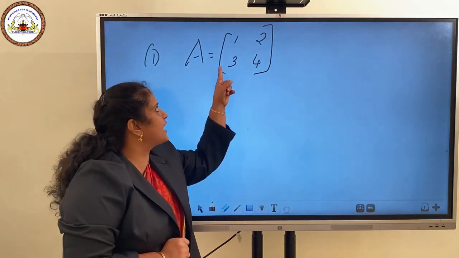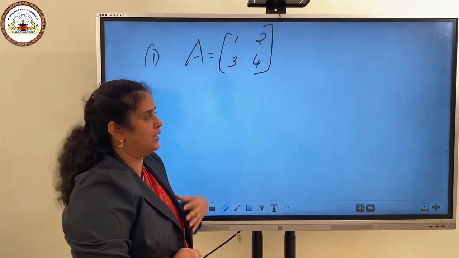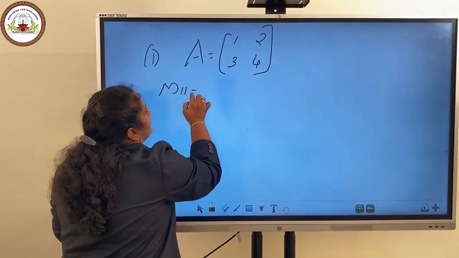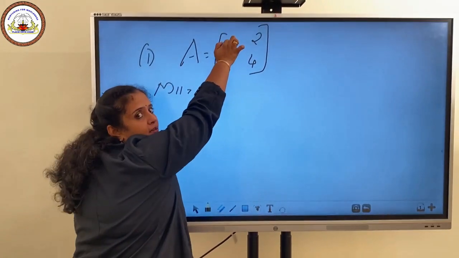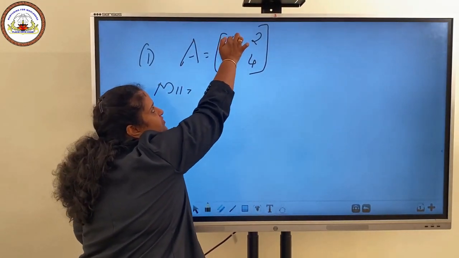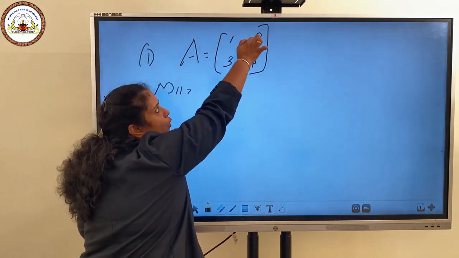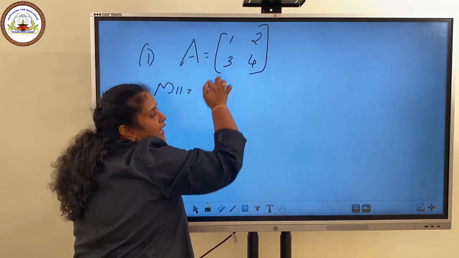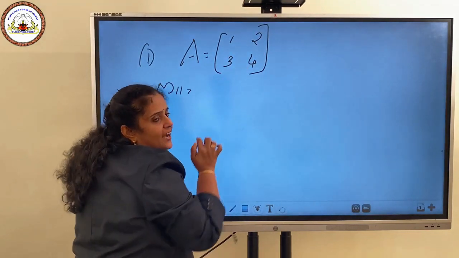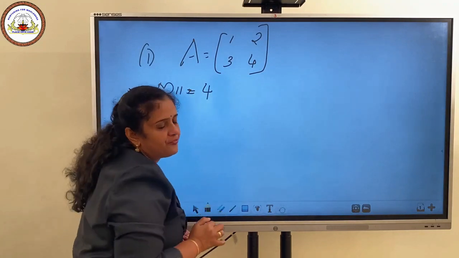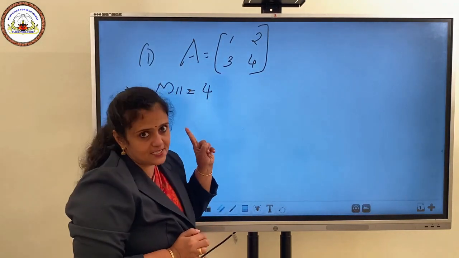That means first we find the minor M11. M11 is the first element in the first row, which is 1. The corresponding row and column you should eliminate. The remaining element is 4, only one element is left. That is 4, the minor M11 of the first element.